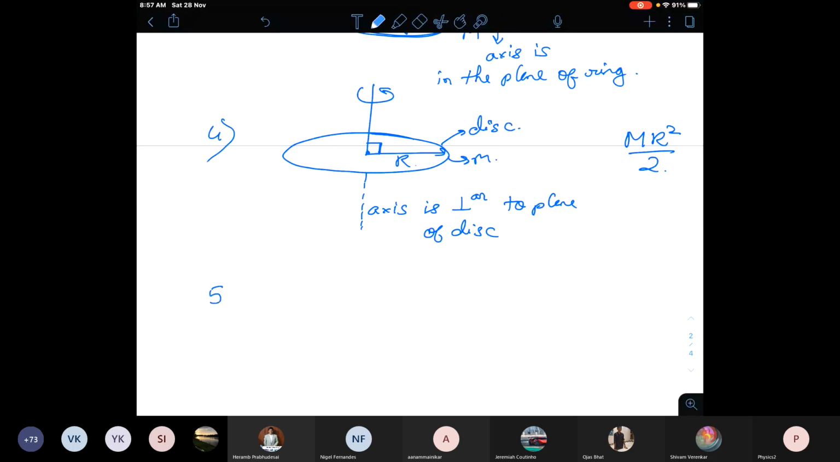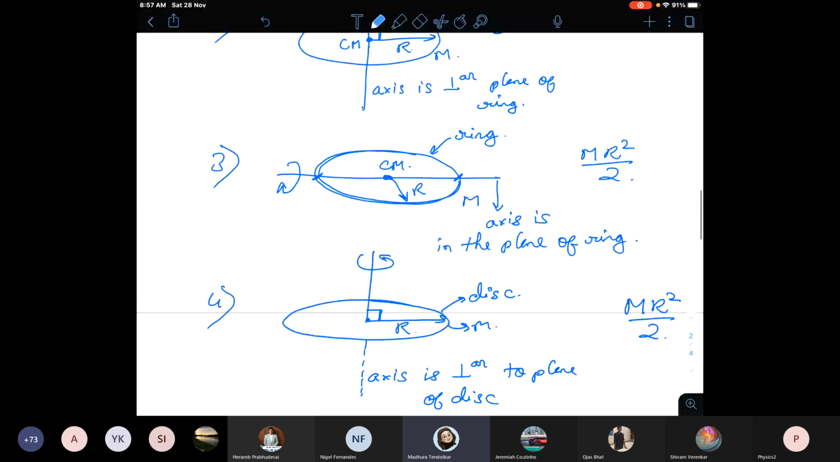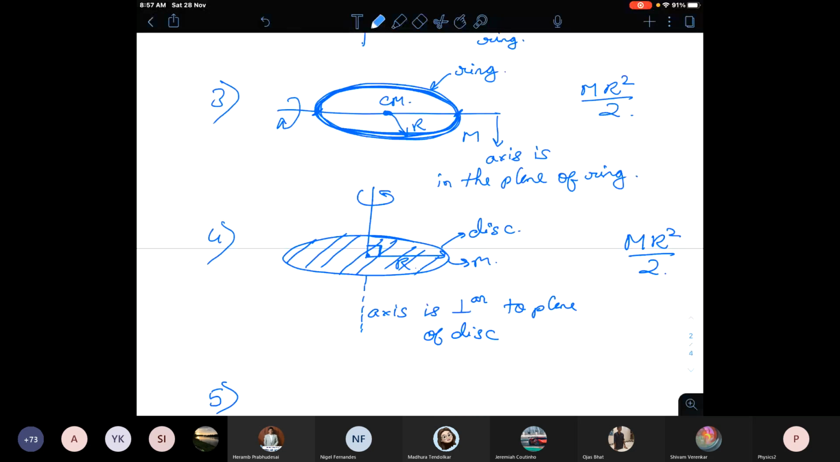Next is the same. How is disk different from ring? In ring, you have mass only on the outside. Okay, it is like a shell. It is only mass over here. But in disk, mass is everywhere. This complete area is mass. So it is like a CD and a ring. CD is disk, but ring is ring.